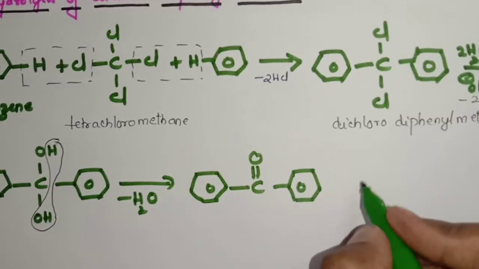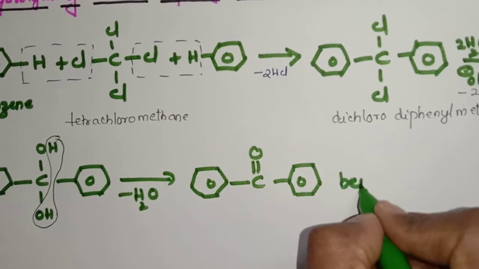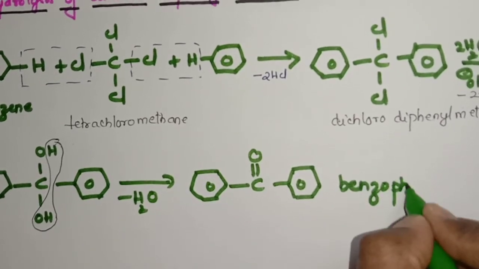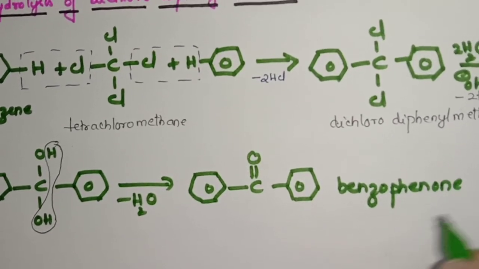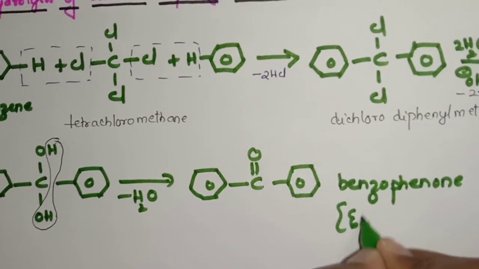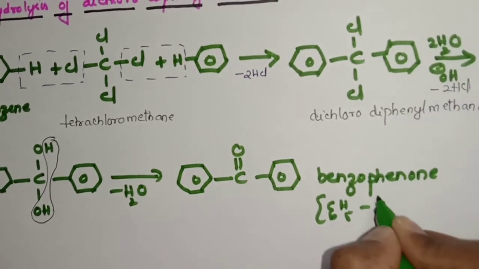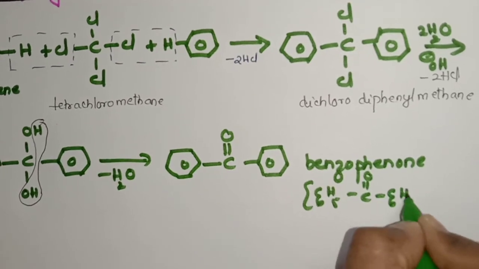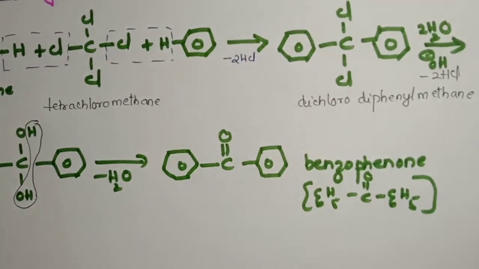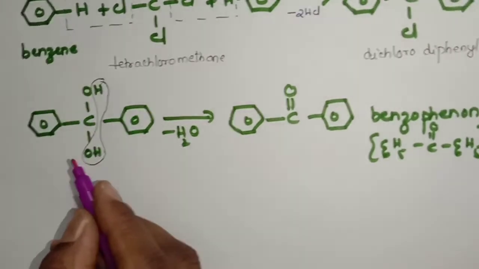Its name is benzophenone. This is an aromatic ketone. It can also be written as C6H5 C double bond O C6H5. Now, this is the first method.